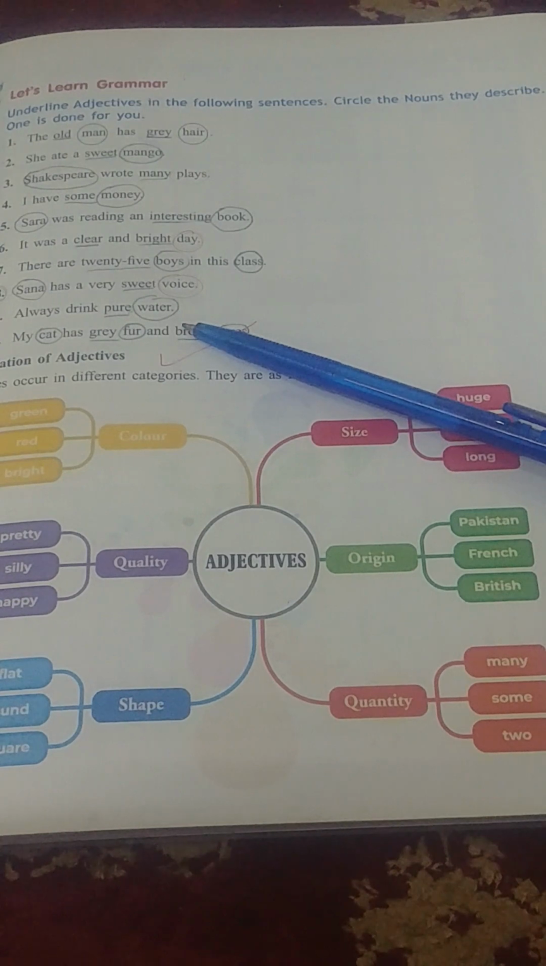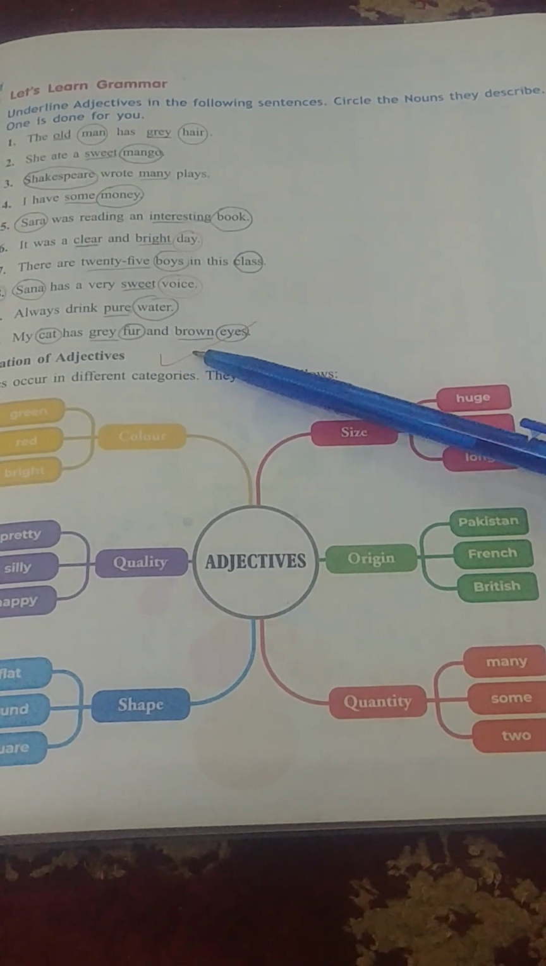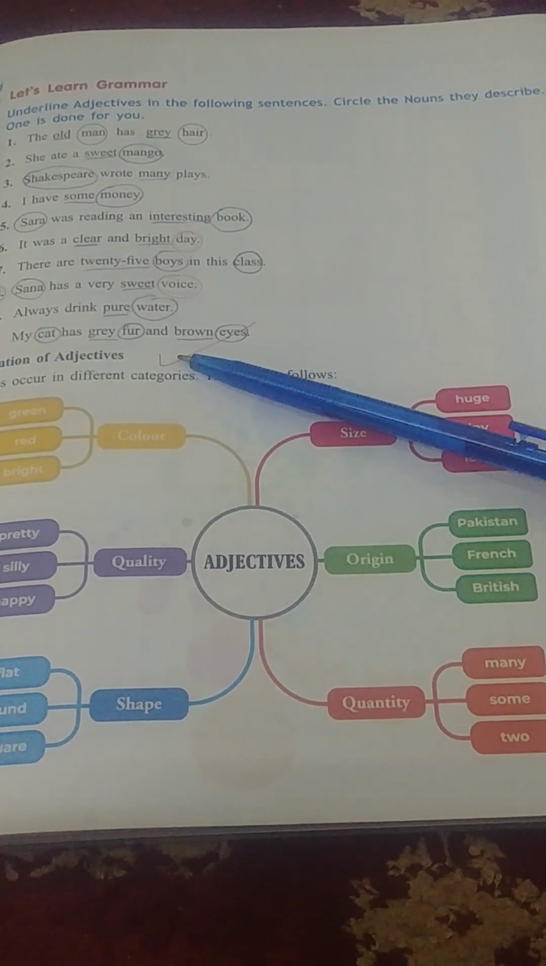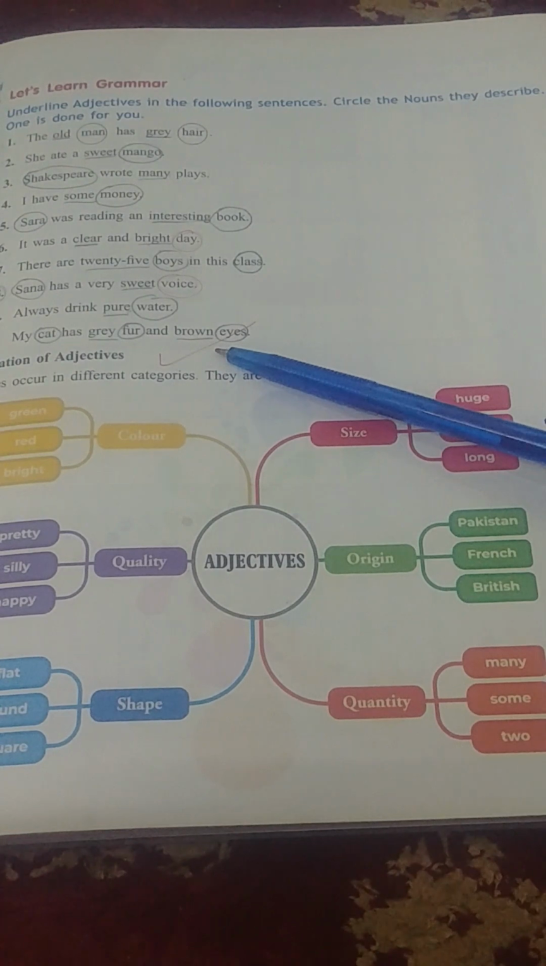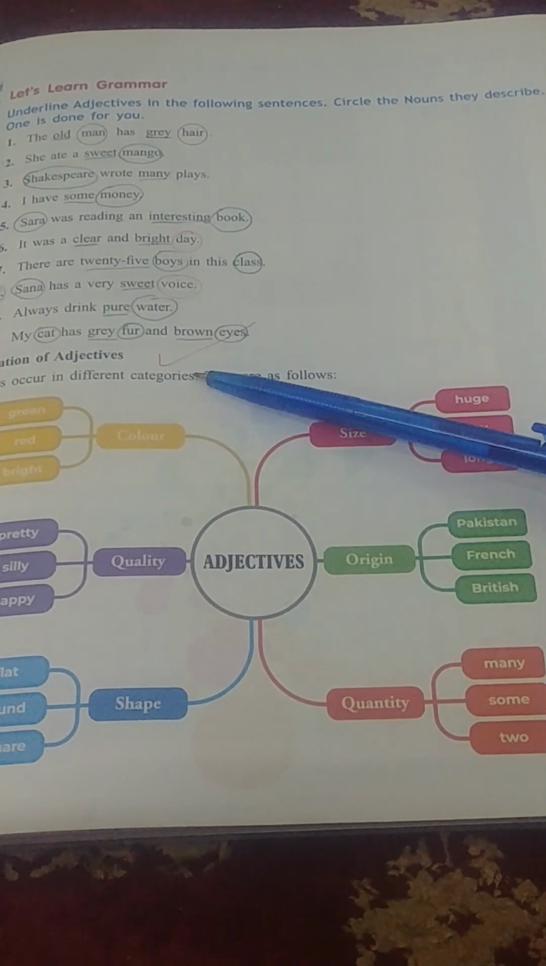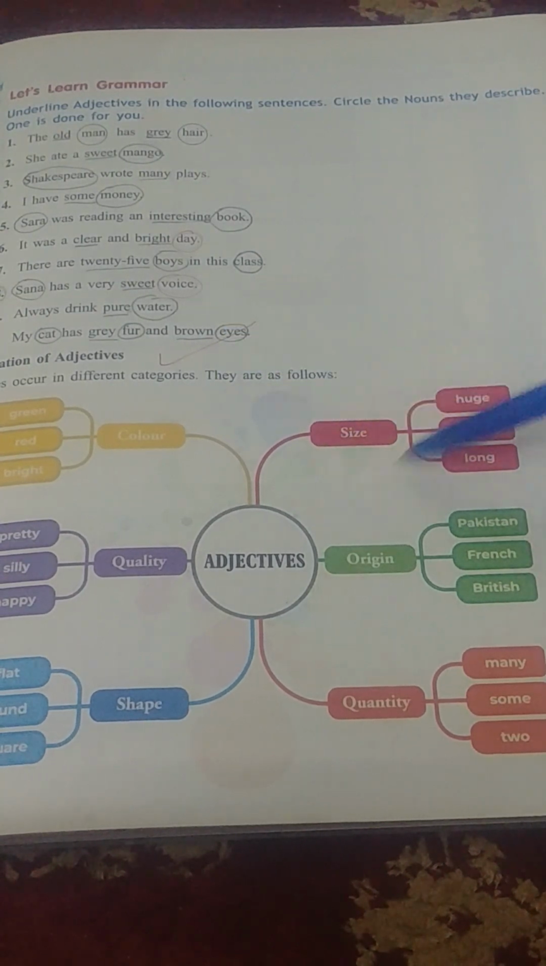Next one is, always drink pure water. Pure is the adjective. That is why it's underlined, and water is the noun. Next one is, my cat has gray fur and brown eyes. Eyes, fur, cat, these are the nouns. That's why I have circled them. And brown and gray are the adjectives. I have underlined them. Okay.